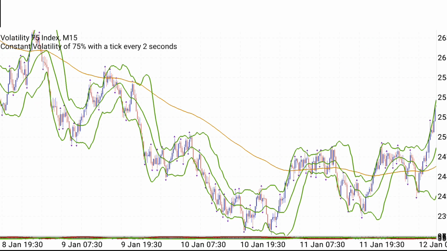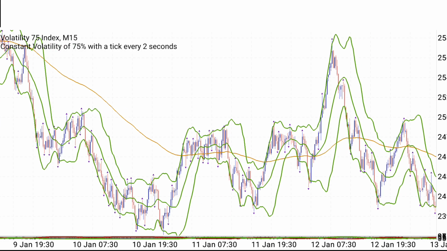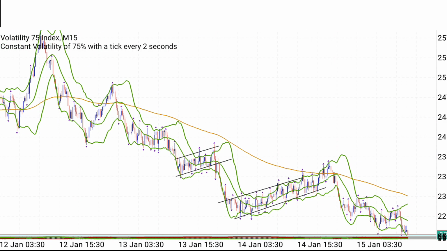Honestly, if you can study this strategy and stick to the conditions I've given you, I trade with this strategy on a daily basis.